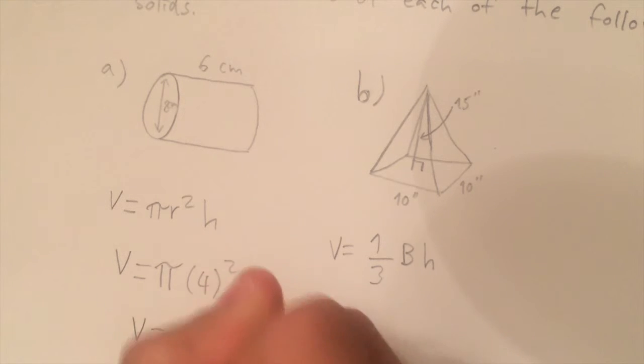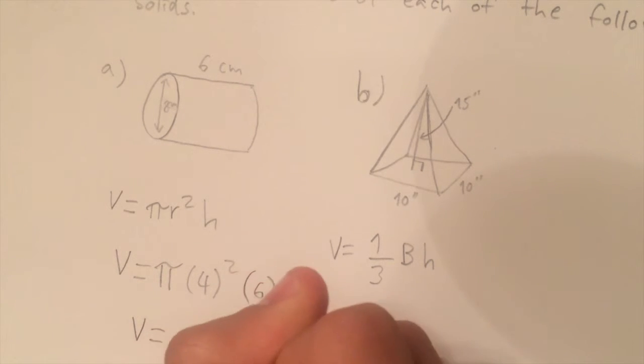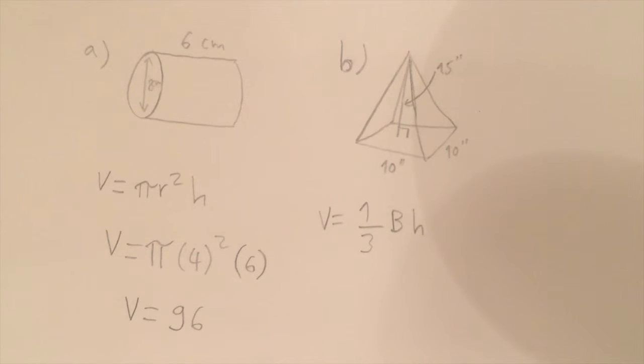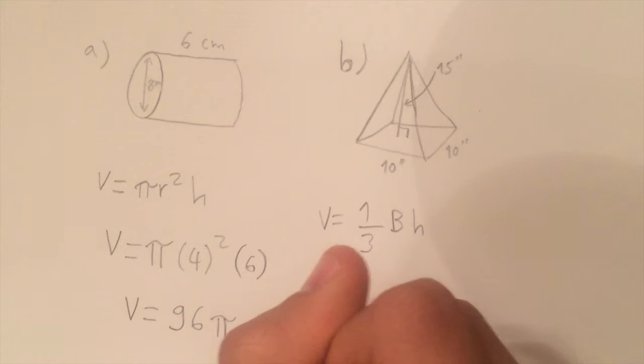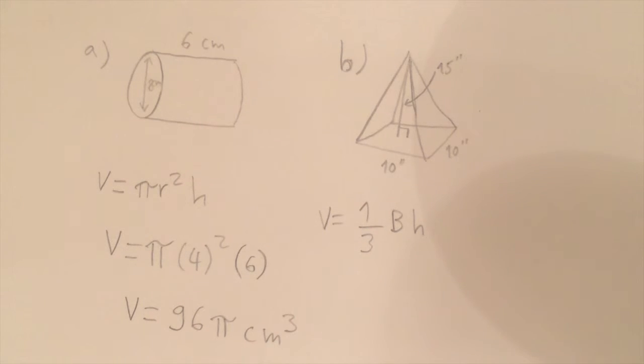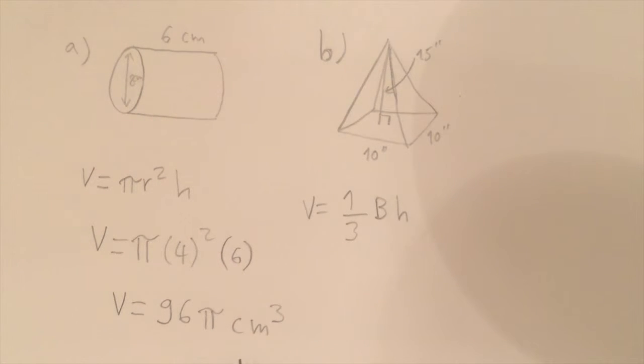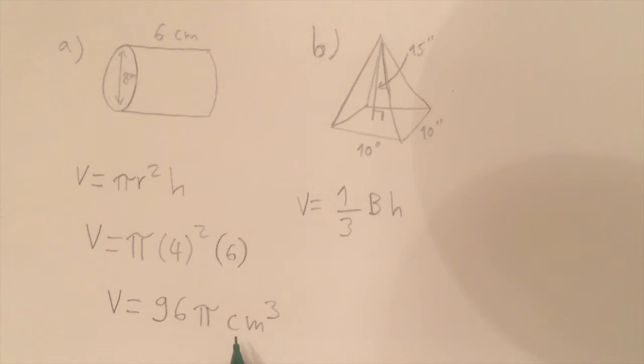So you get the volume equals 96 pi centimeters cubed. And you want to remember to put the unit, which in this case is centimeters, which we're given, and the volume of a solid is always in units cubed, so don't forget that.